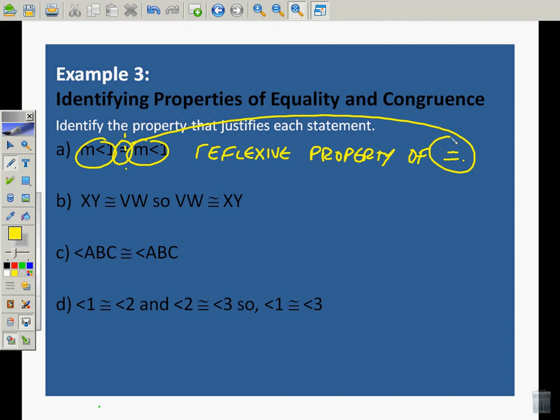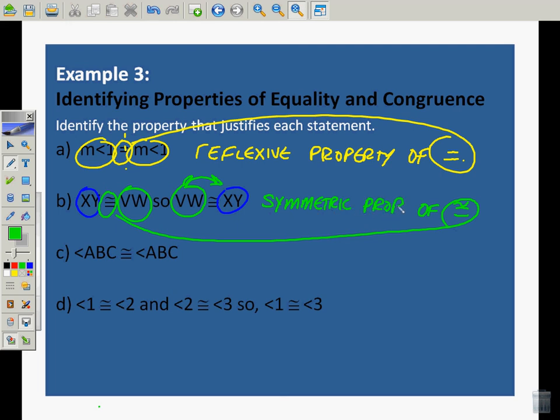Okay? Now, we have xy and xy, vw, vw. Notice the colors have switched places. Okay? So they've switched places here. What that tells me is that we're using a congruent sign, so it's going to be of congruence. Notice, congruent sign, okay? And if they switch places, that tells me symmetric property of congruence, okay?